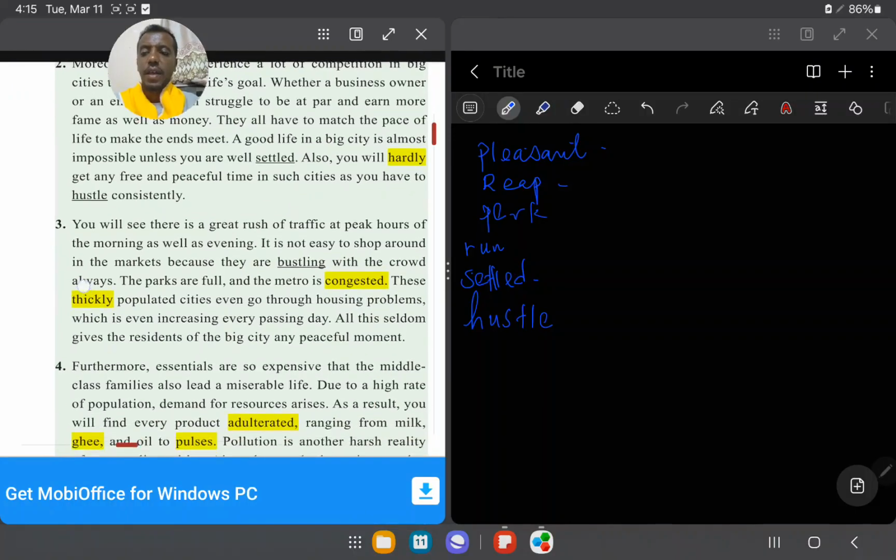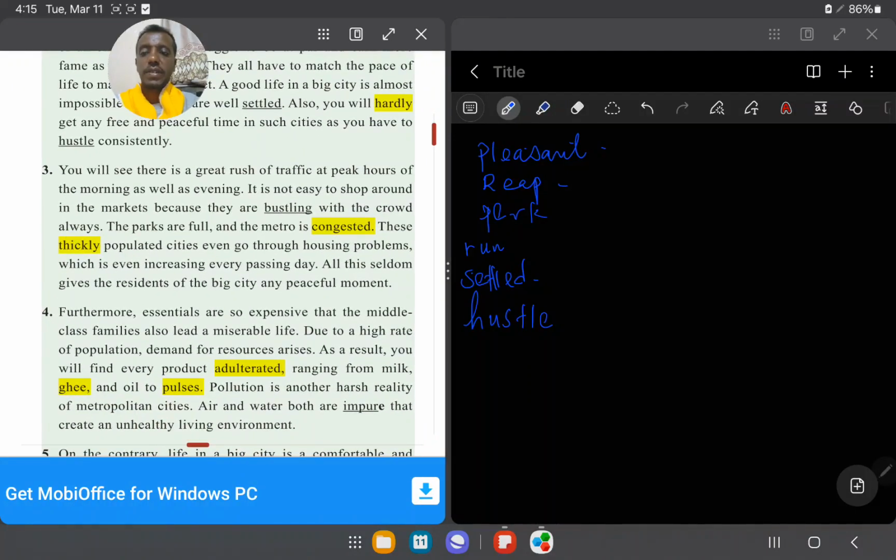And number 3, you will see there is a great rush in traffic and parks at peak hours of the morning as well as evening. In the city roads get crowded morning and evening. Peak hours are around 11 o'clock, and in the morning from 1 to 2 o'clock. So what is peak hour? I want you to understand this.